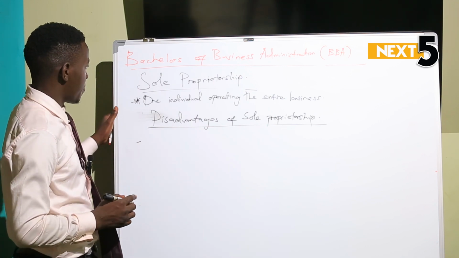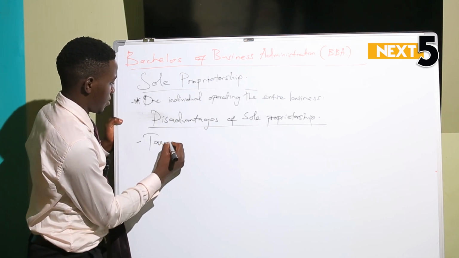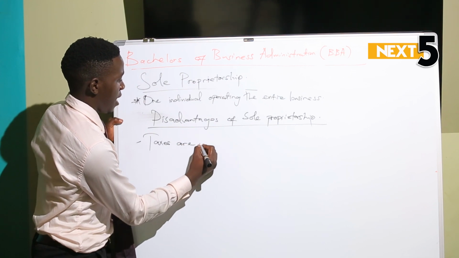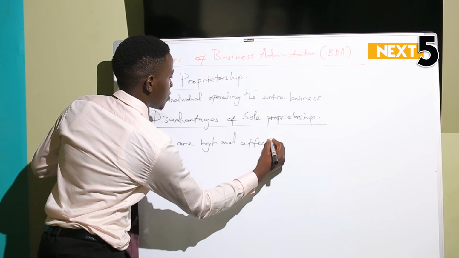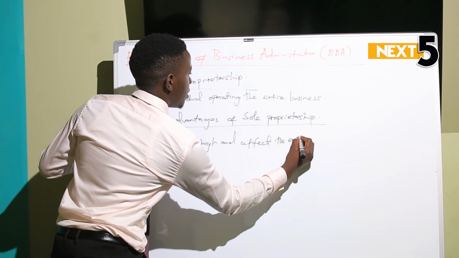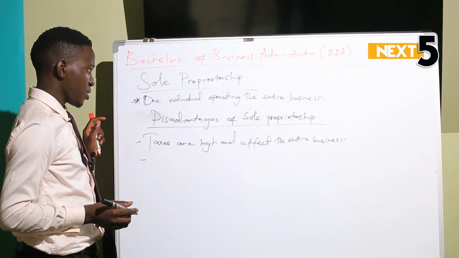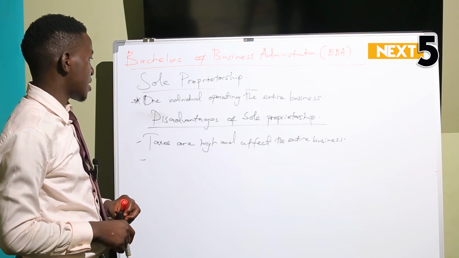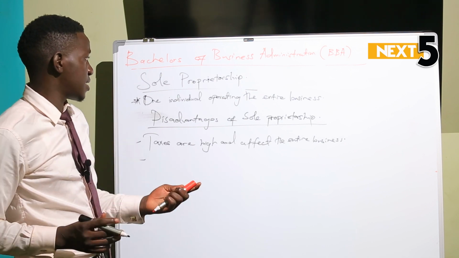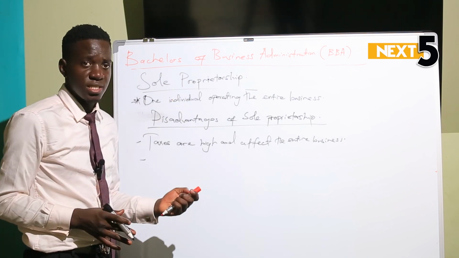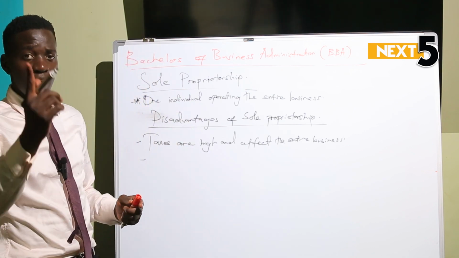So in this, number one disadvantage is that the taxes are high and affect the entire business. So the number one disadvantage is that taxes are high and they affect the entire business. So you find that the taxes that are going to be charged over the entire business are going to come along with all their disadvantages and costs, and they're going to be affecting simply one person.